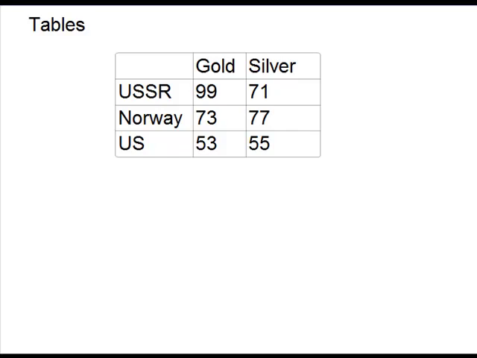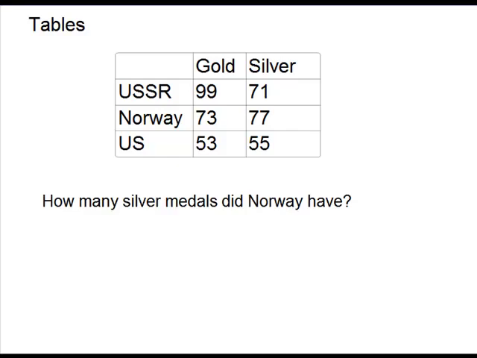You'll have to forgive that, but we're going to look at some medals and some countries and 3 different types of questions that we can take from this table. The first kind of question is a very direct one. It asks, how many silver medals did Norway have? So we find Norway and we go straight over to the silver, and 77 is our answer.